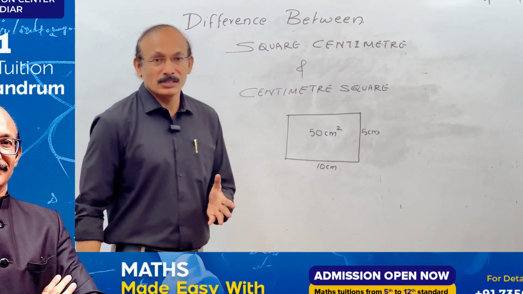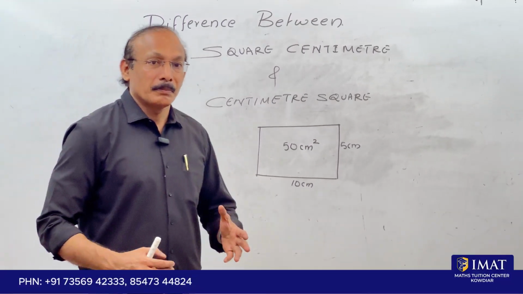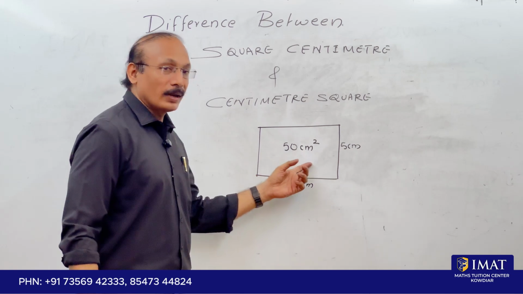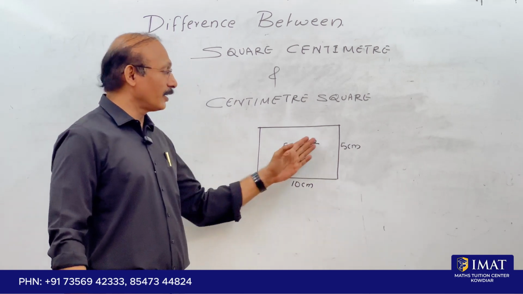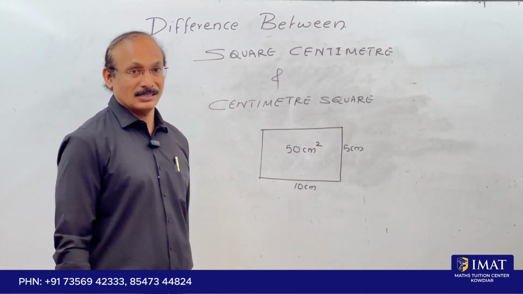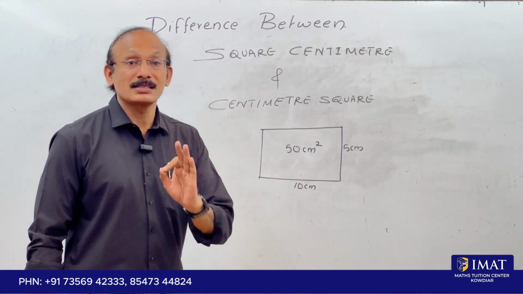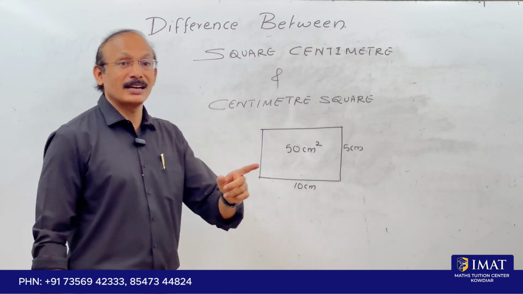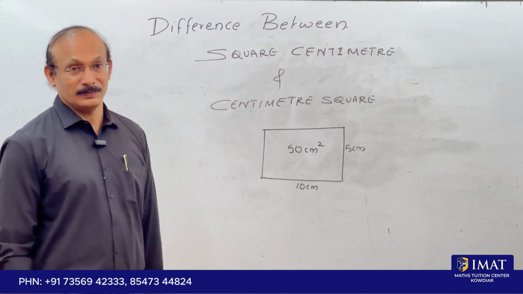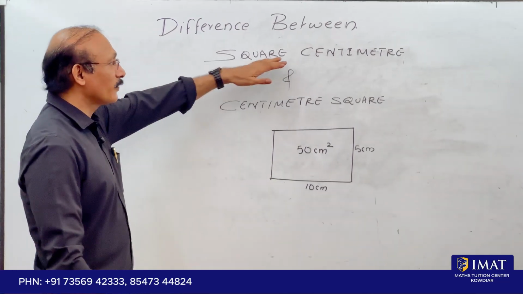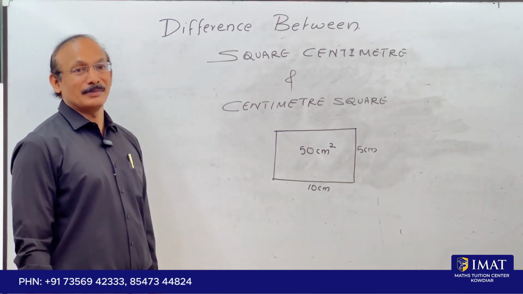There's a big confusion which arises here. Majority make mistakes when they read this. Though we write it as centimeter raised to 2, how should you read this? Children, this should be read as 50 square centimeter. It should never be said as 50 centimeter square. Now, what's the difference between square centimeter and centimeter square?